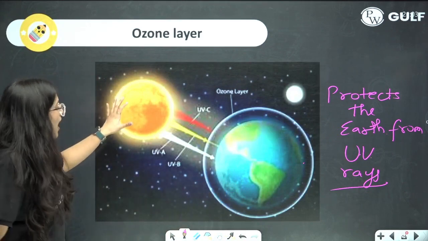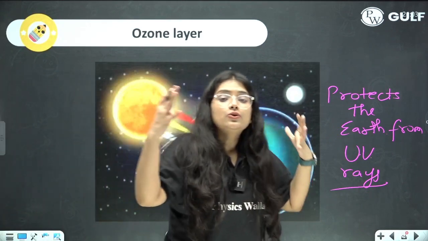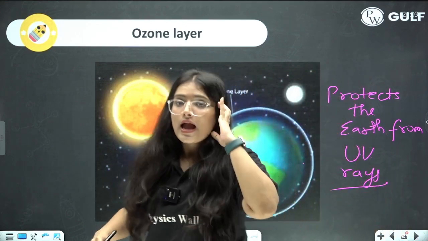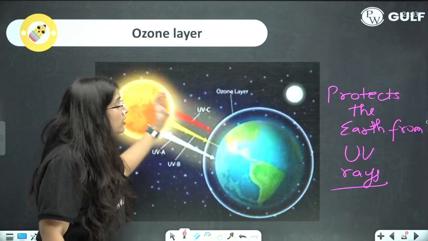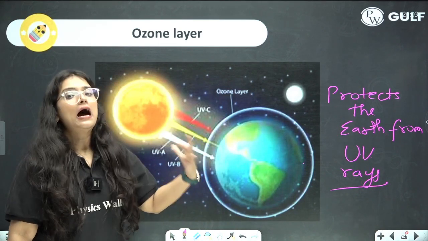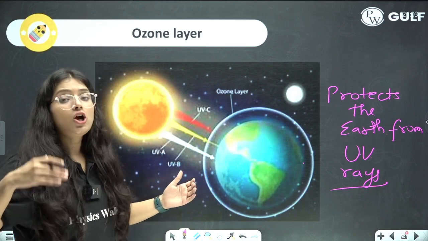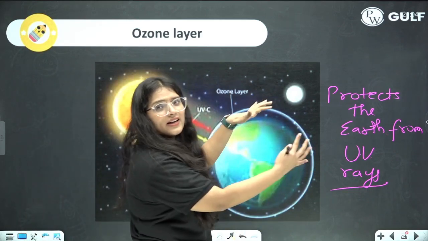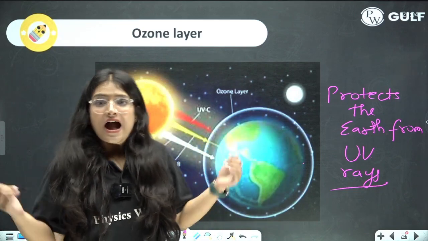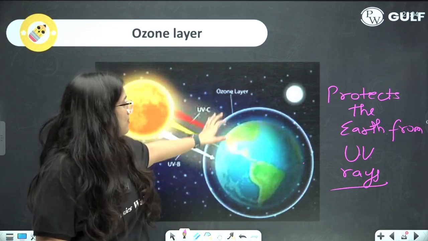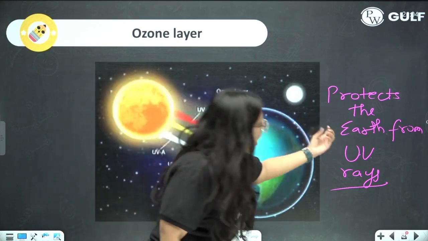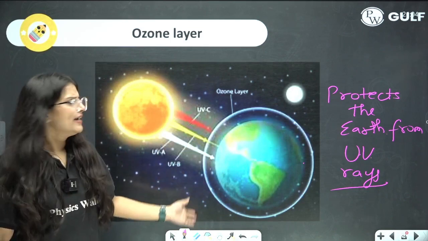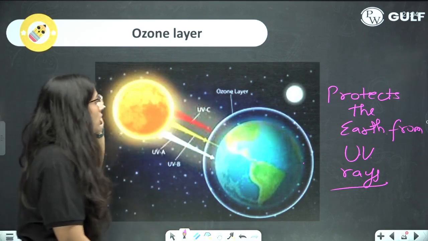From the sun, a lot of rays come to our earth. Visible rays, UV rays, a lot of rays. But among all of these, the ultraviolet radiations are very harmful for us. They can cause a lot of things. We'll discuss this. We need to have this blanket. And what does this blanket do? Our blanket protects us from the cold. So this blanket protects the earth from the harmful UV rays that come from the sun. But how is this ozone formed? Let's talk about that.